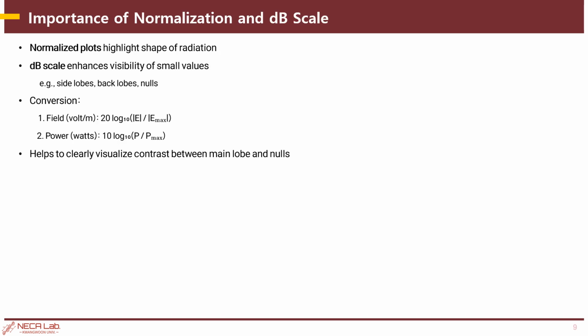To better understand radiation patterns, we often use normalized plots. This helps highlight the shape of the radiation clearly, no matter how strong or weak the actual signal is. We also use the decibel scale, which enhances the visibility of small values like side lobes, back lobes, and nulls that would otherwise be hard to see. Here's how the conversion works. For field measurements we use this equation, and for power it's this. So this decibel representation helps us clearly visualize the contrast between strong areas like the main lobe and weaker regions like the nulls.